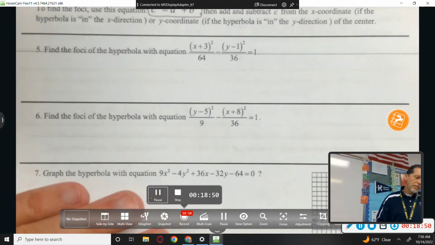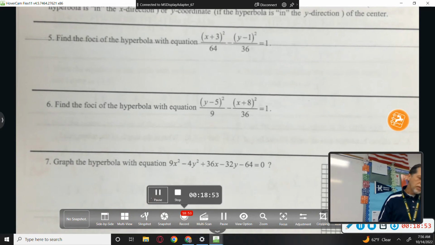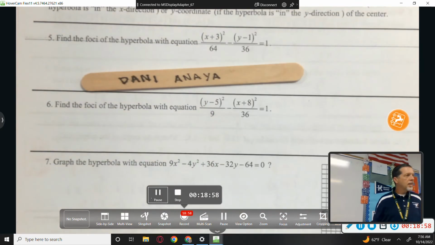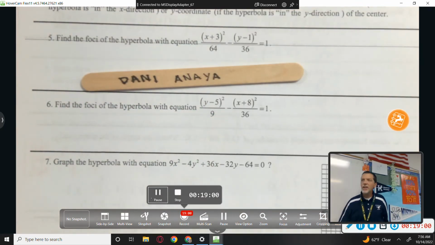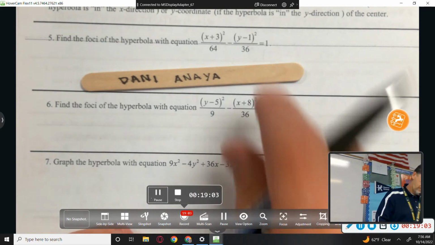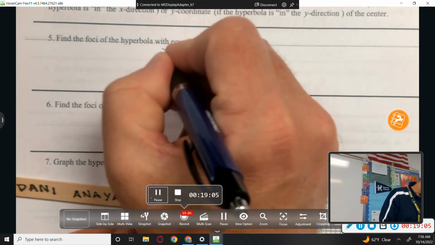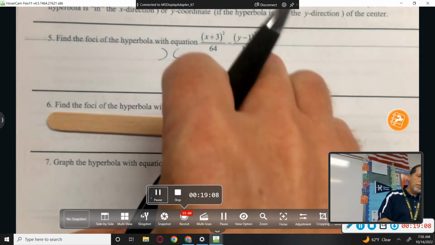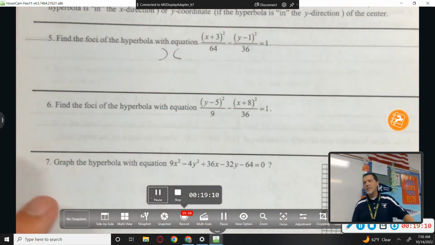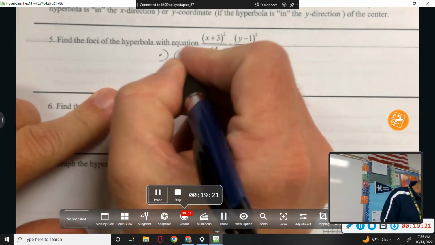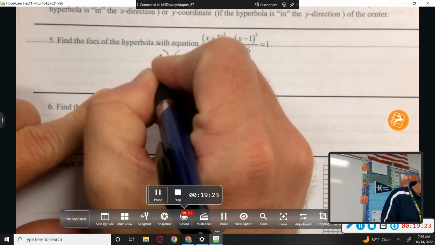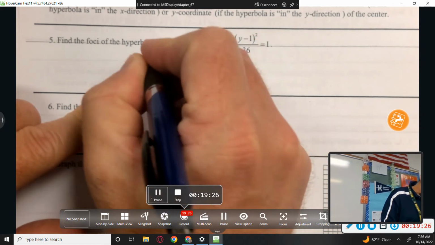Number 5. Find the foci of the hyperbola with this equation. Danny, is that left and right or up and down? Good. It's a left and right hyperbola. So my foci have to be left and right, because they're always on the main axis. For an ellipse, that's the longer axis. For a hyperbola, it's whichever one comes first. So my foci will be left and right of whatever the center is.